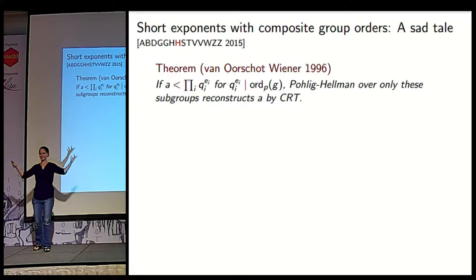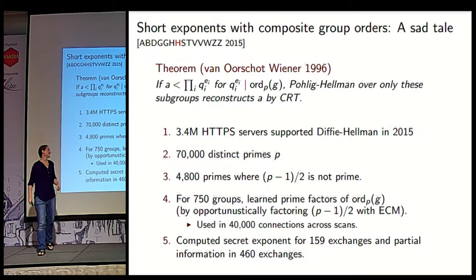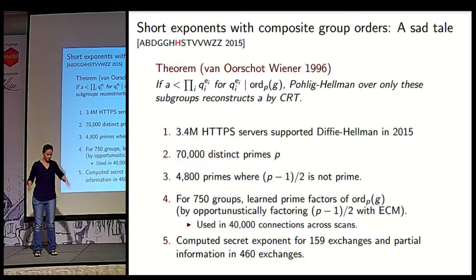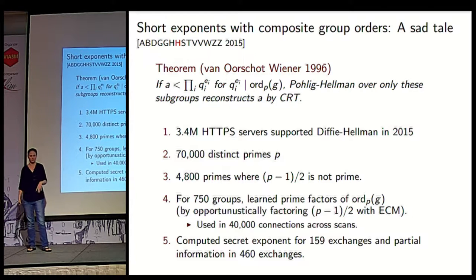Okay, so this has been known for 20 years. Who screwed it up on the internet? Some people. In 2015, this is a small footnote that was contained in the Logjam paper, which has a very large number of authors, so I alphabetized them. I'm doing this for fun. In 2015, we scanned the entire HTTPS space, port 443, for Diffie-Hellman key exchange. We found 3.4 million HTTPS servers that supported Diffie-Hellman. Of those, they use 70,000 distinct primes P, so I'll talk about the ramifications of that a little bit later.